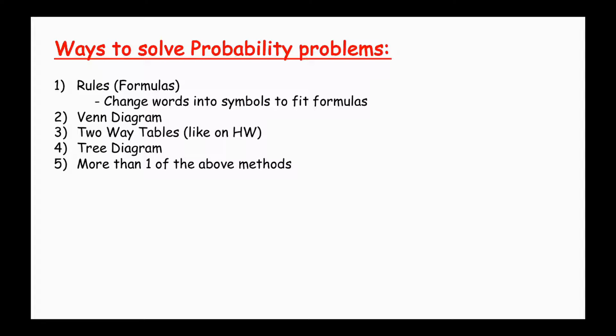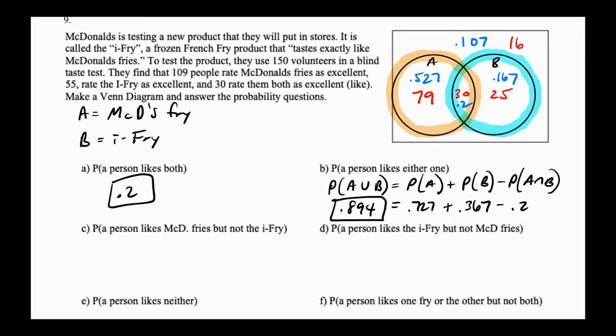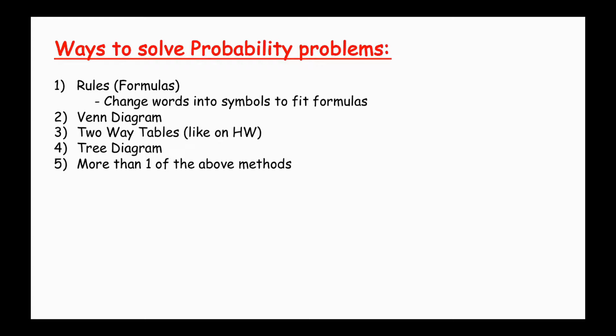Sometimes you have to use a table and a formula, like I did here. To solve B, I needed to do a Venn diagram and I needed to do the formulas. That's what I mean by using more than one. Okay. So that's our list. That's what we're going to do. We're going to come back to that.